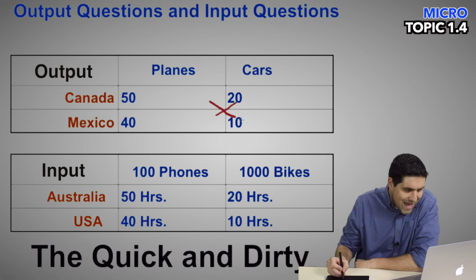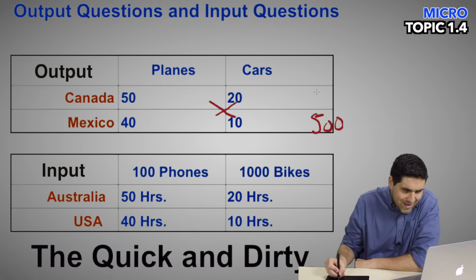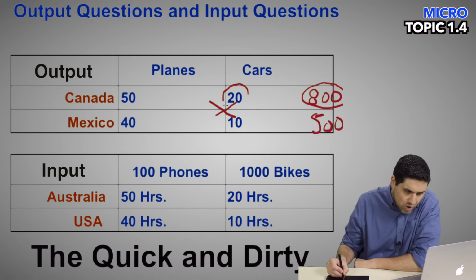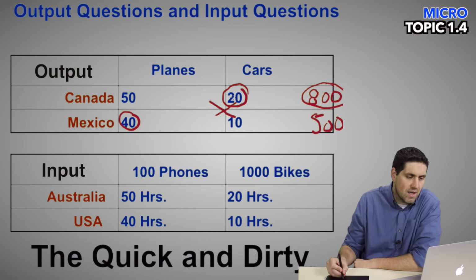So 50 times 10 gives you a certain total number of things produced, which would be 500. Or the other one is 40 times 20. 40 times 20 is 800. Now, since 800 is more than 500, that is the right answer. Bam, quick and dirty. No doubt about it, guaranteed. You can do all the other calculations if you want. Mexico is going to be producing the planes, and Canada is going to be producing the cars.